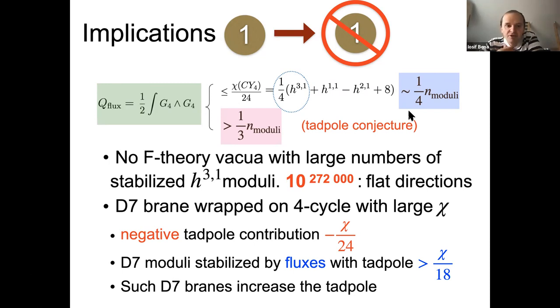And in general, the seven-branes wrapped on a four-cycle with a large Euler characteristic will give you a negative tadpole contribution, no problem, something like chi over 24. But they will have moduli, and stabilizing the moduli by fluxes is going to cost you some tadpole, and the tadpole will be chi over 18. So adding the seven-branes on these things, even if naively it looks like you get a huge negative tadpole, if you want to stabilize their moduli, what you find is that they actually increase the tadpole. So basically that's the result.